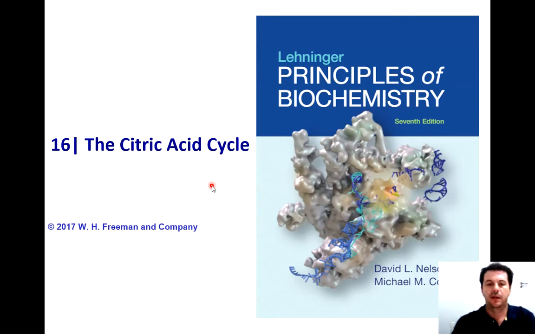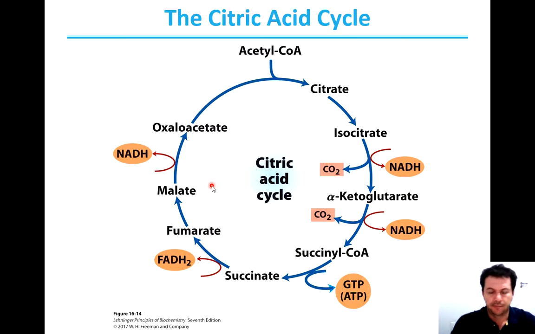This is specifically about the TCA cycle, or citric acid cycle. This is the cycle. It starts with the acetyl-CoA here, which combines with oxaloacetate and then produces citrate. The name of this enzyme is citrate synthase, and then you have the isocitrate being produced, alpha-ketoglutarate, succinyl-CoA, succinate, fumarate, malate, and oxaloacetate. So these are the metabolites that compose the TCA cycle.